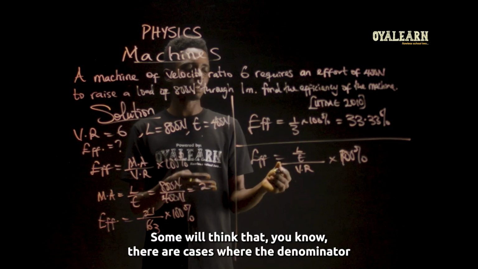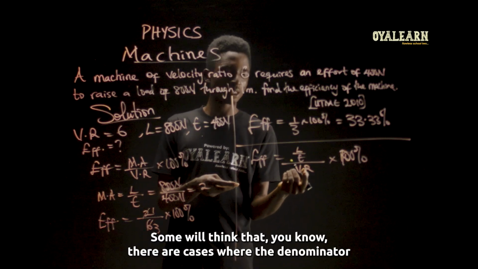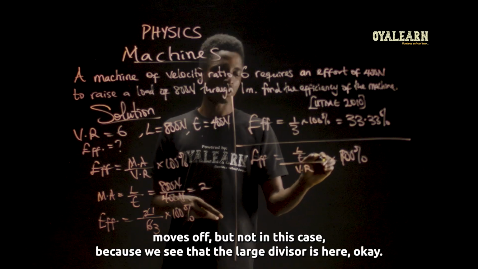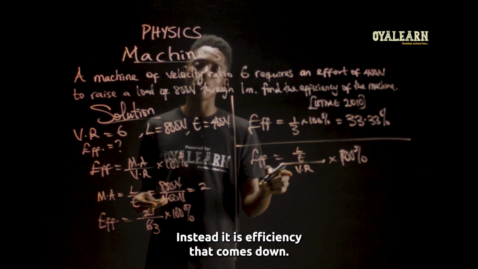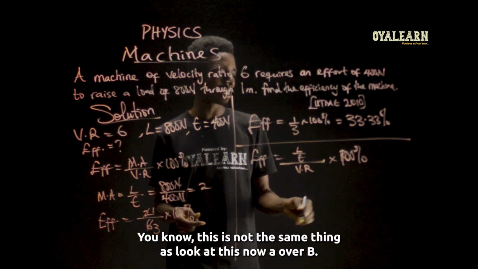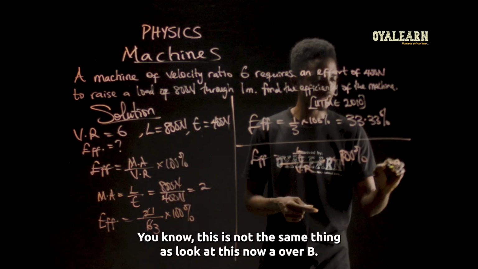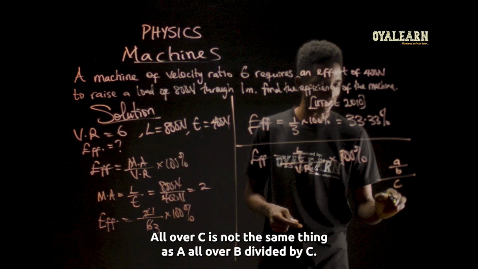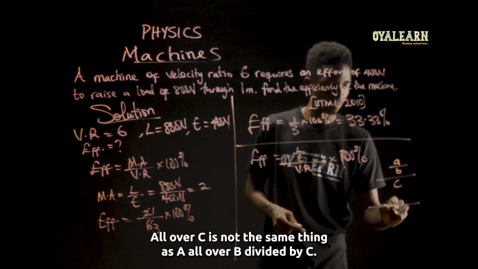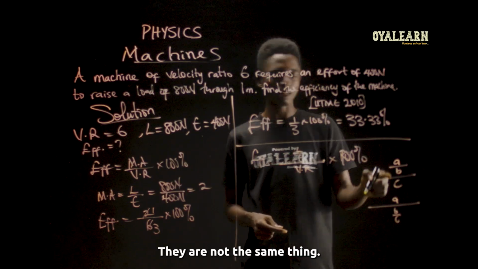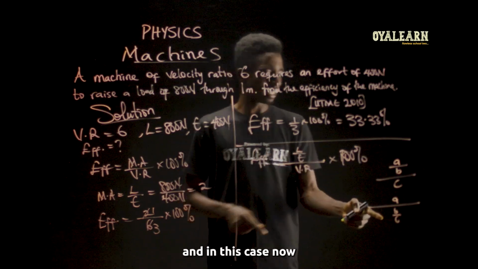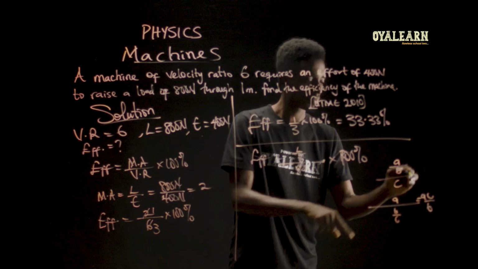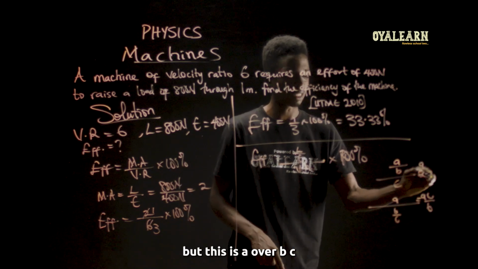Some will think that there are cases where the denominator moves up, but not in this case, because you see that the large divisor is here. Instead, it is efficiency that comes down. This is not the same thing as, look at this now, A over B all over C is not the same thing as A all over B divided by C. They are not the same thing. In this case, this is basically AC over B, but this is A over BC.